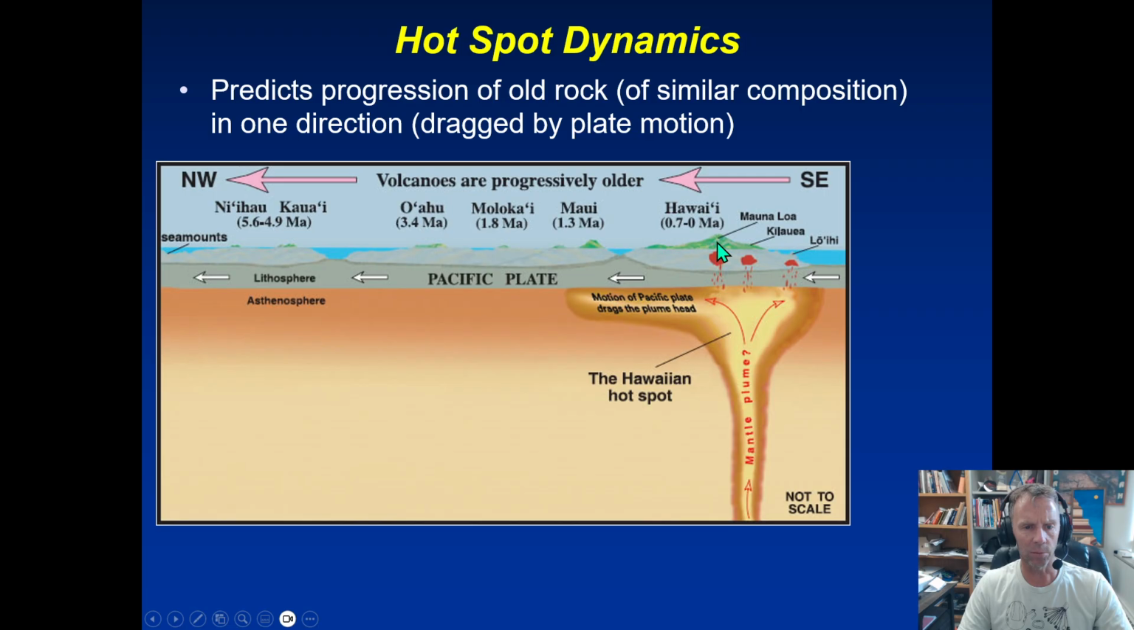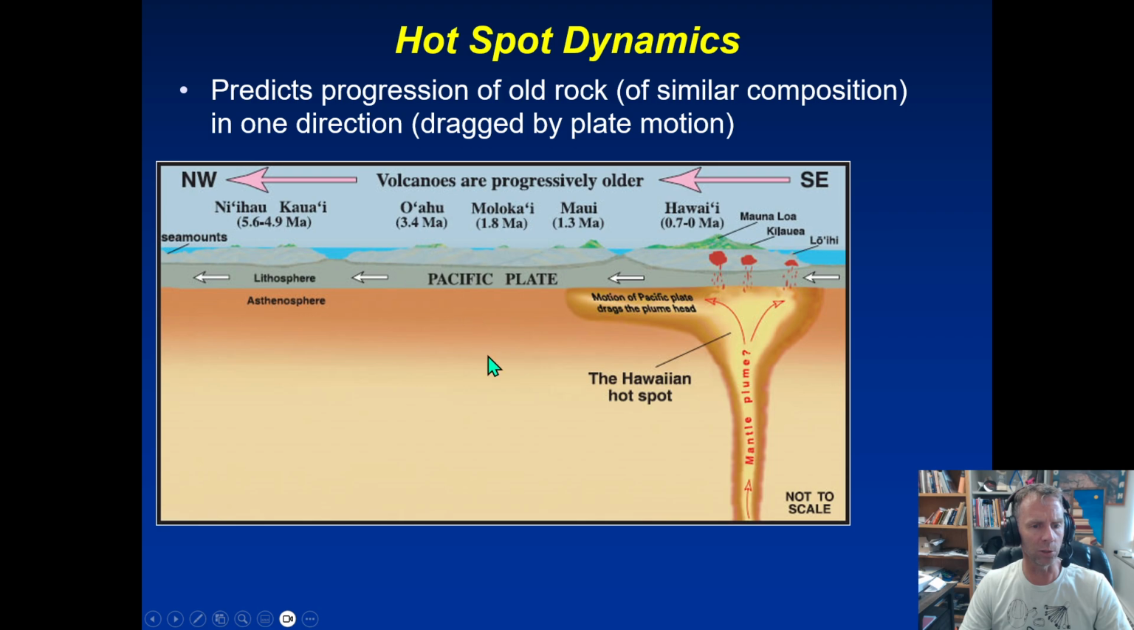And then we finally arrive to the southeast at the Big Island, Hawaii, which is less than 1 million years old, and which of course contains at least two, if not three, active volcanoes. Kilauea, which has been erupting on and off for quite some time, and we recently had an eruption in 2022 of Mauna Loa, and a big eruption there in the 80s. We expect it to erupt again sometime in the future.